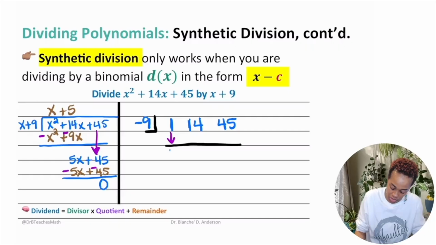So you pull down the 1, and then you say 1 times negative 9 is negative 9, right? Okay, so I'm going to write negative 9. And then you add 14 plus negative 9. That's going to give me what, 5?